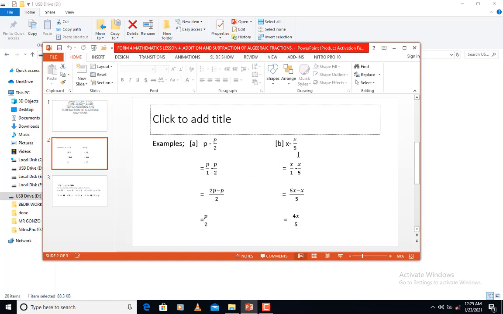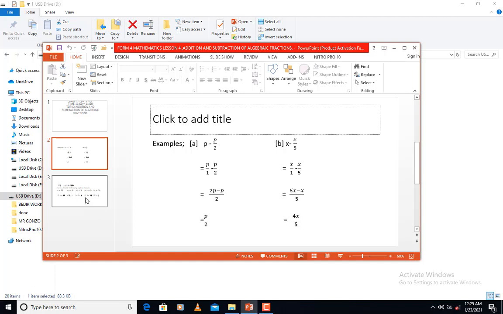x minus x over 5. Make them uniform: x over 1 minus x over 5. Now what is the lowest common multiple? It is 5. 1 into 5 is 5, 5 times the numerator is 5x. 5 into 5 is 1, 1 times the numerator x is x. Now simplify the numerator because they are like terms. 5x minus x gives us 4x over 5.